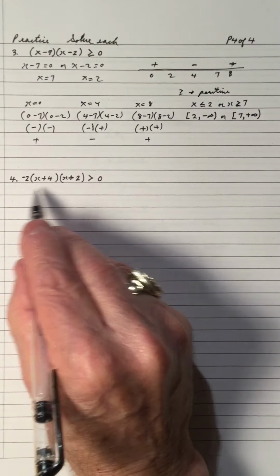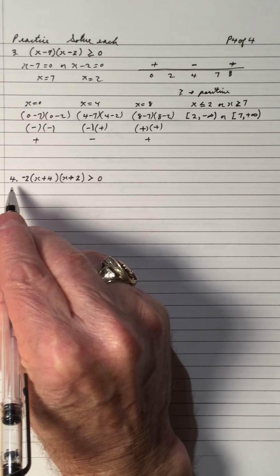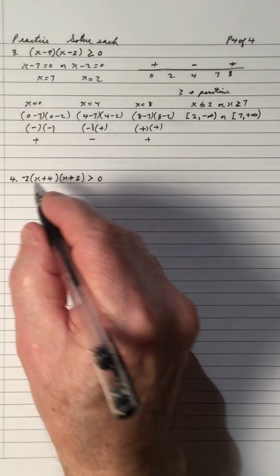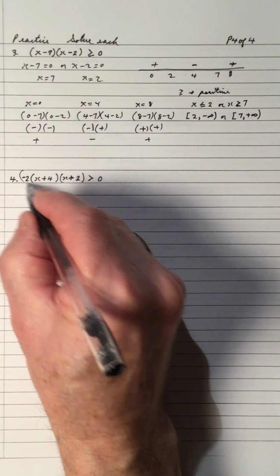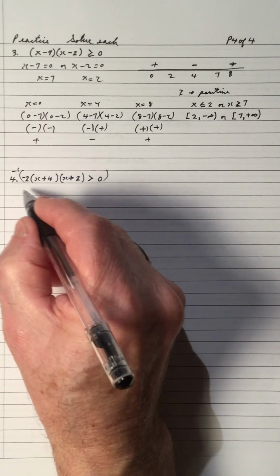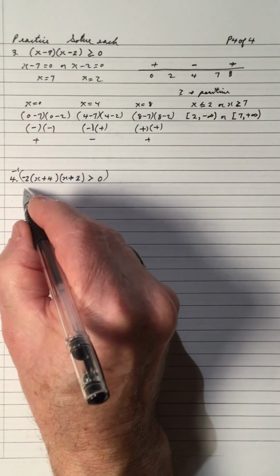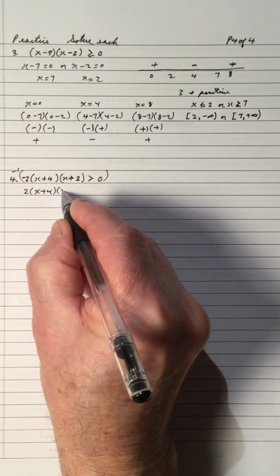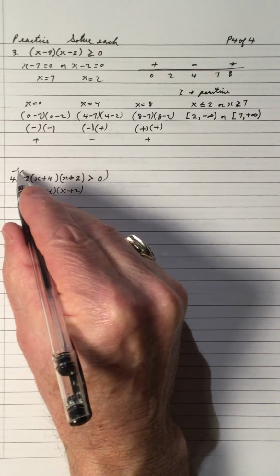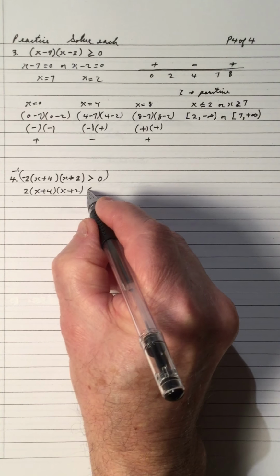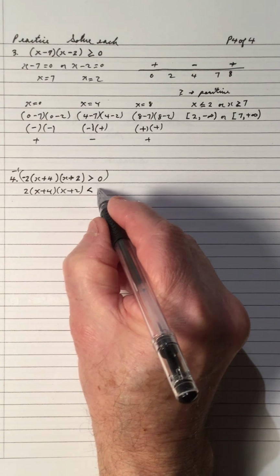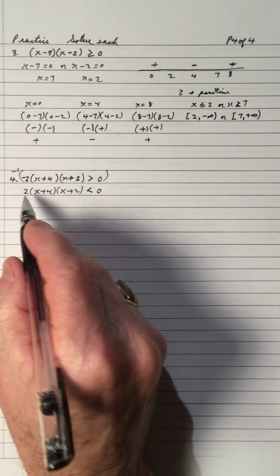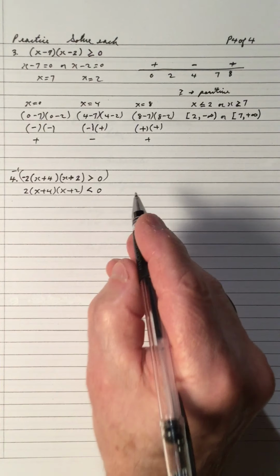Okay, one more to do. Again, number 4, you can pause the video and work it out. We have a negative and I don't want a negative, so I'm going to multiply both sides by -1. Negative times a negative is a positive. Because we multiplied by a negative number, we change it to a less than. -1 times 0 is 0. So now I always deal with a positive on the left side.